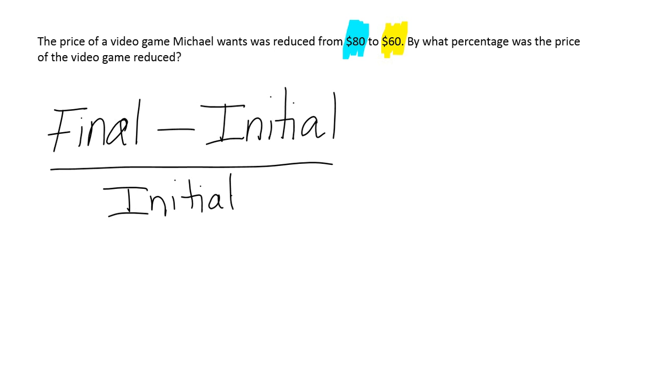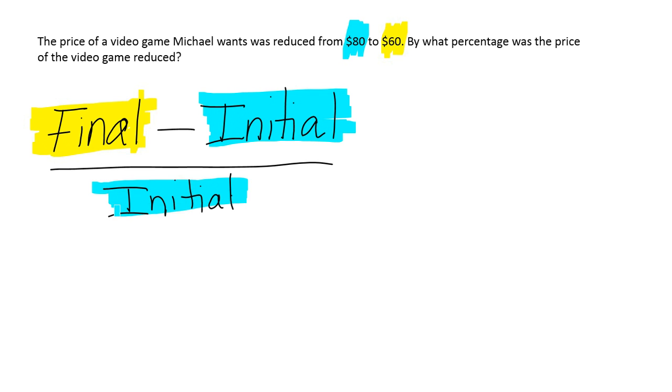For 60, that's what the price ended up at. They told me that they marked this video game down from 80 to 60, so 60 is my final value. And 80 is how much the game was to start with, and that's what initial is, what it was in the beginning. Notice I've got to use the initial value twice. I do the subtraction in my numerator, and that tells me how much the price changed, and then I divide by the initial value, and that turns it into my percentage. It gives me the decimal value for my percentage.